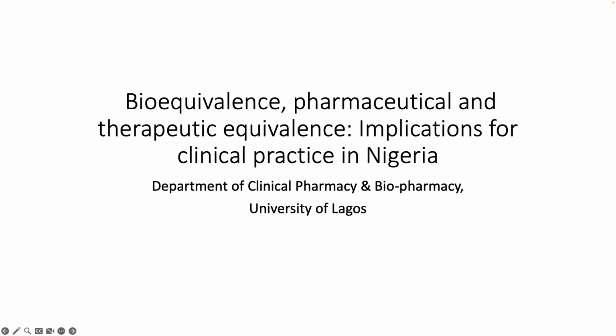So the first part of this class deals with generic substitution, and the second part deals with in vitro testing to prove bioequivalence. Both of them are based on very similar principles. For example, generic substitution will not happen if we don't establish pharmaceutical equivalence and bioequivalence. And similarly, the in vitro testing happens because we need to prove the bioequivalence of a medicine.